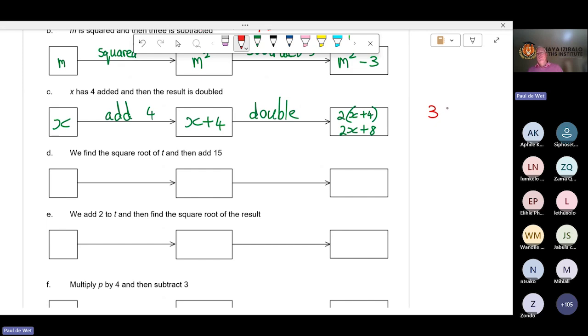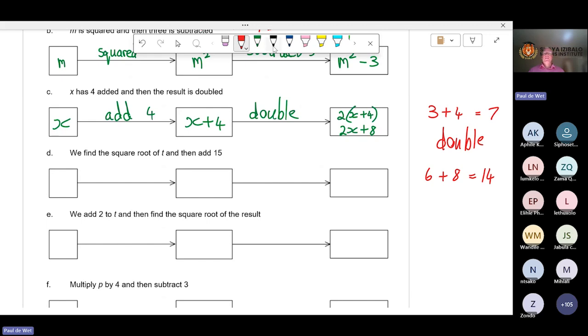What is 3 plus 4? 3 plus 4 is 7. If I ask you to double this, you mustn't just double the 3 and not the 4. You must double the 3 and the 4. Okay, so if you've got double bits of a sum, so you've got X and plus 4, you need to double both of them. Okay, 2X plus 8 is 100% correct.